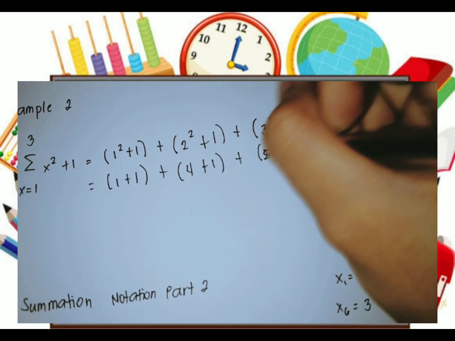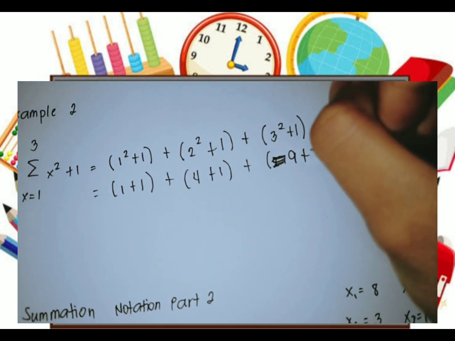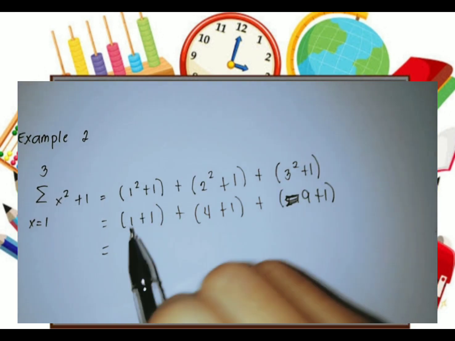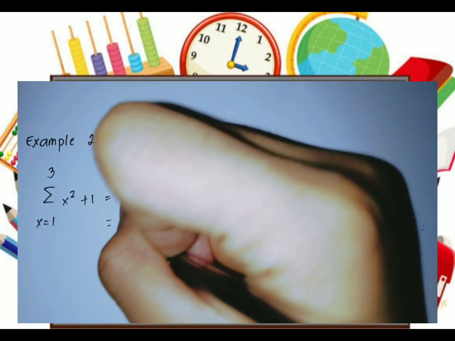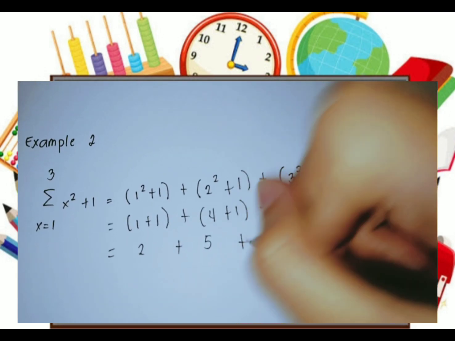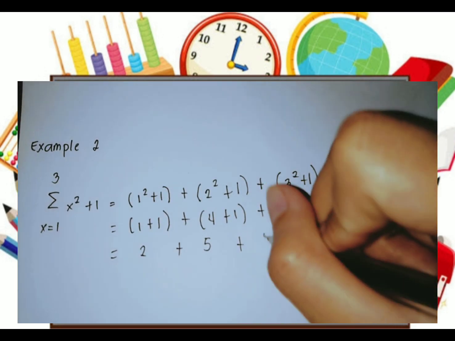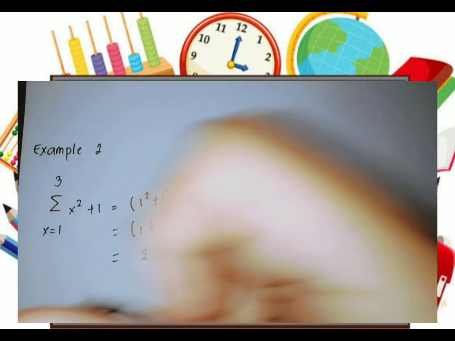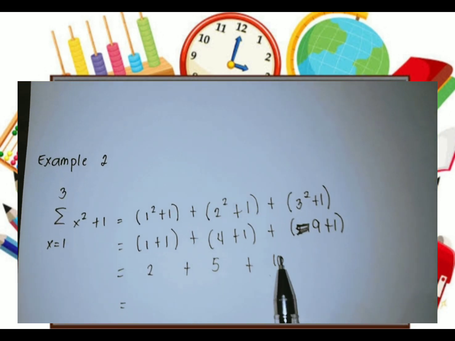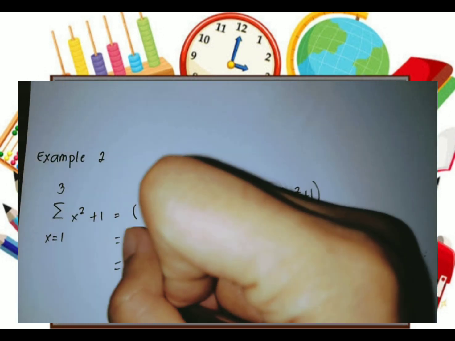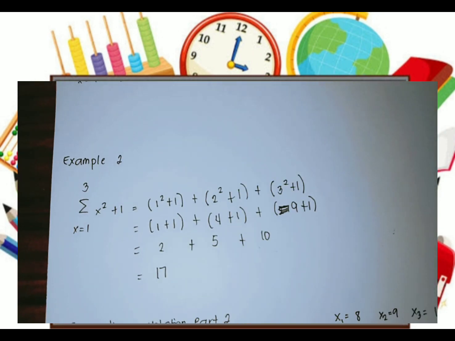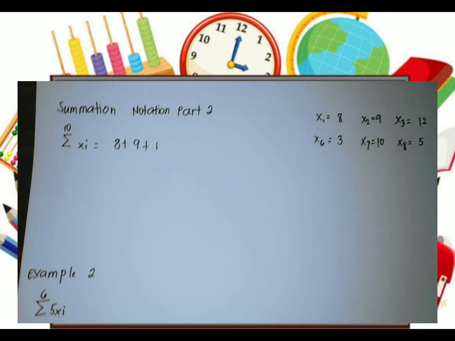Rather, this is 9 plus 1. So we are going to add this, okay? 1 plus 1 is 2, plus 4 plus 1 is equal to 5, plus 9 plus 1 is equal to 10. So we are going to add this. Okay, so the addition of these three terms is 17. Okay, now we will move on to our summation notation part 2.